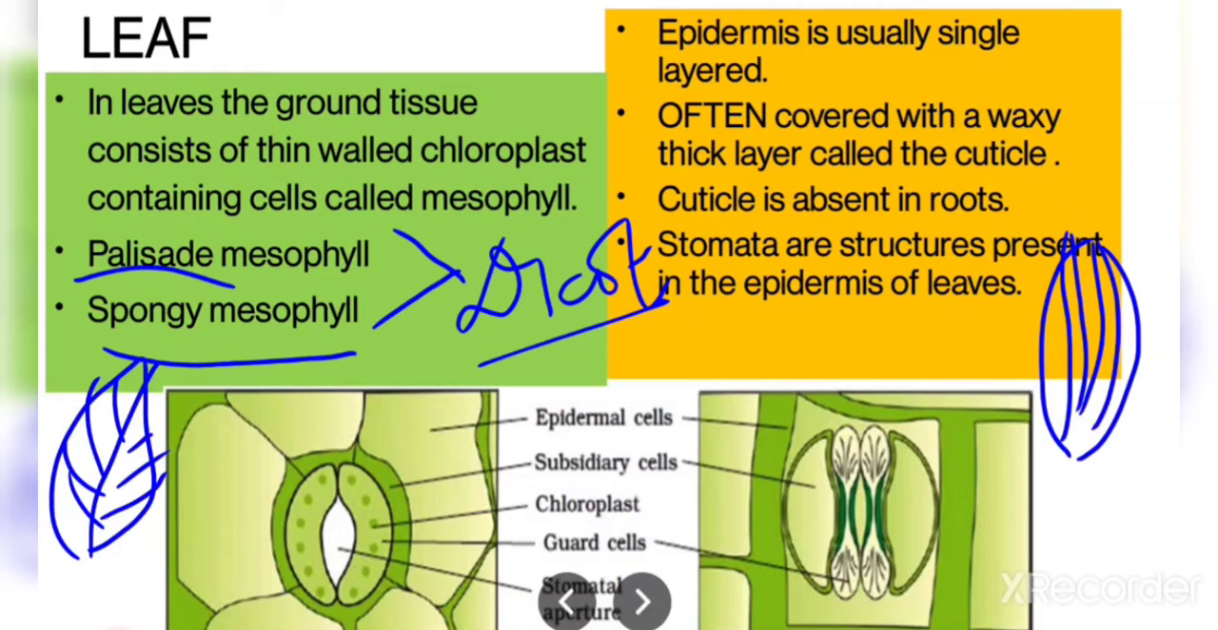Now the next point, epidermis is single layered, whether it is the upper epidermis or the lower epidermis. Upper epidermis is called adaxial, whereas the lower one is called abaxial. Just remember the words ad, upper side, ab, lower side. Often the leaves are covered with a waxy covering which is called the cuticle. You people know the reason. Cuticle is going to prevent the excessive loss of water.